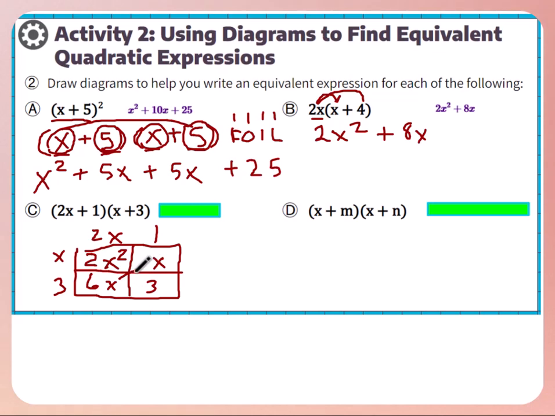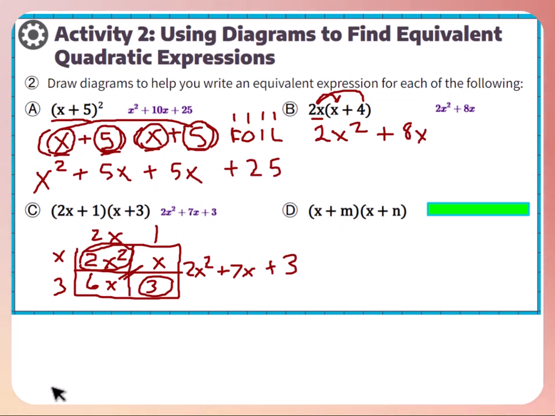These two terms, 6x and x, add together to give you the middle term. So 6x plus 1x is 7x. The first term is 2x squared. And the last term is 3. And then remember, we'll be adding those 3 terms together. 2x squared plus 7x plus 3.